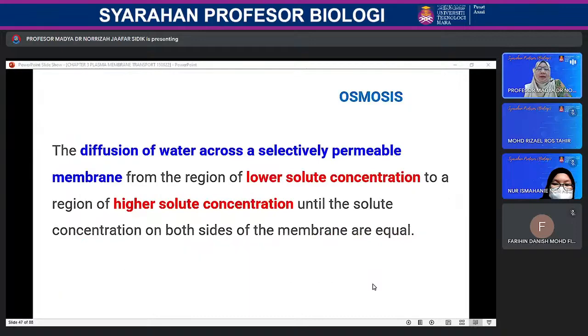Then we look at the osmosis process. Osmosis is the diffusion of water across a selectively permeable membrane. So water will be diffused from a region of lower solute concentration to a region of higher solute concentration until they reach equal.